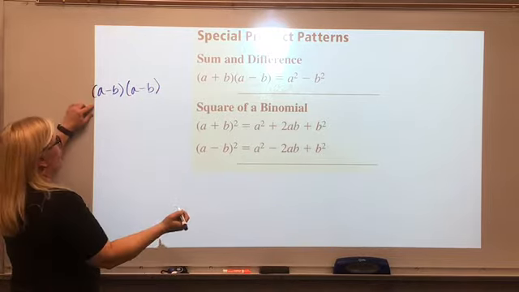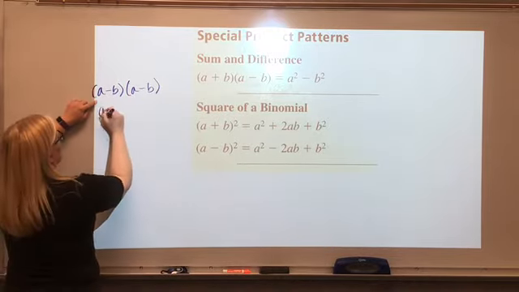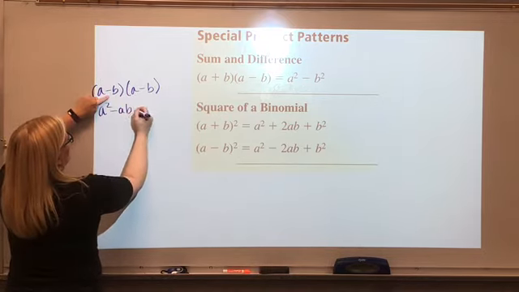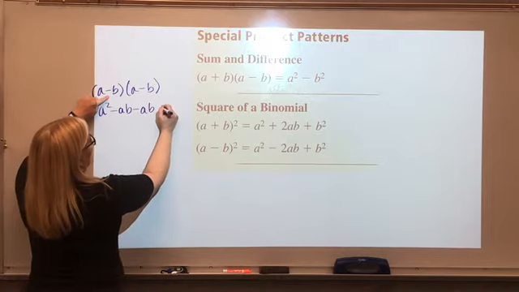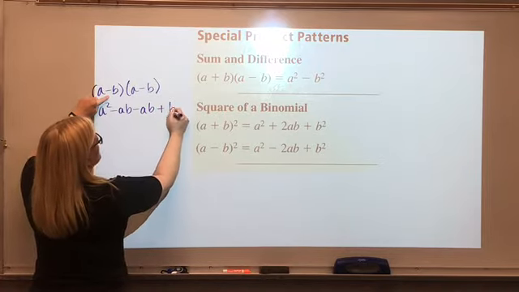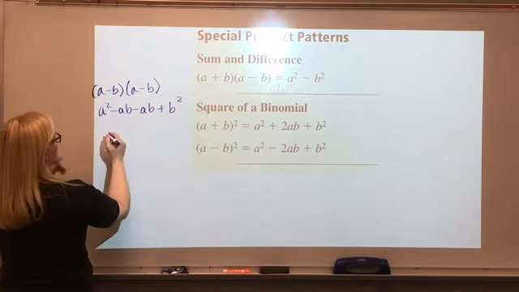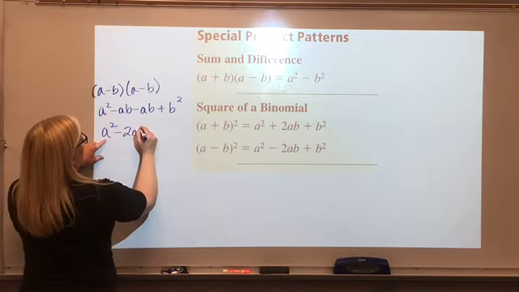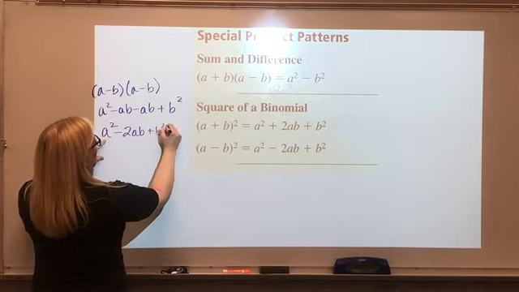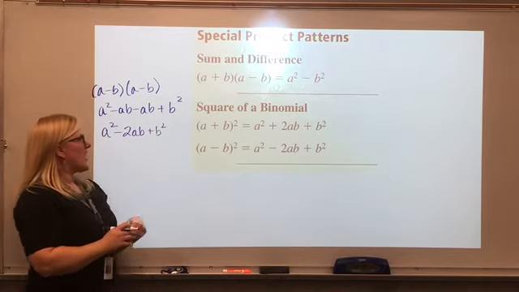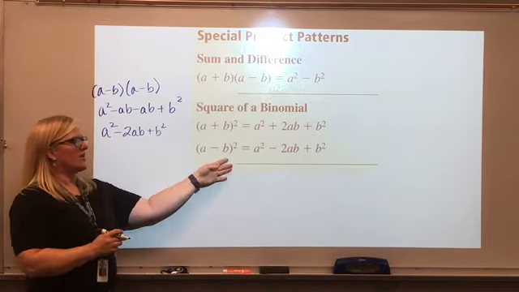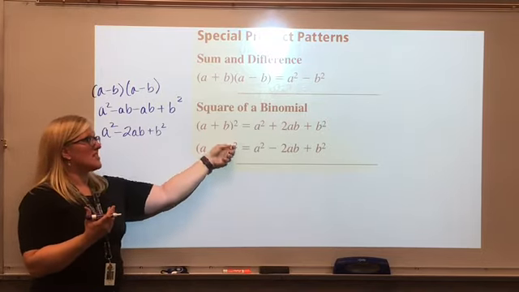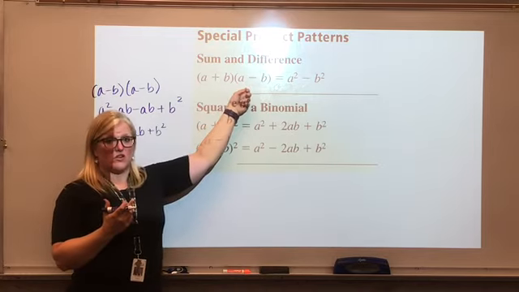And again, if I FOIL that, a times a is a², a times negative b is negative ab, we have another negative ab, and then we have plus b². I combine like terms and I have a² - 2ab + b². Okay, so that is what we have here. And again, to me, it's optional whether or not you memorize these. This one, not optional. Memorize that one.